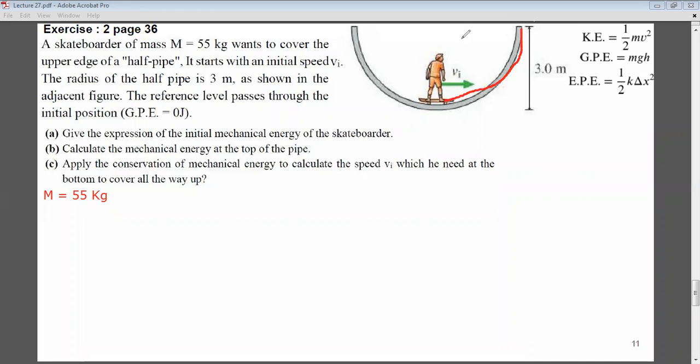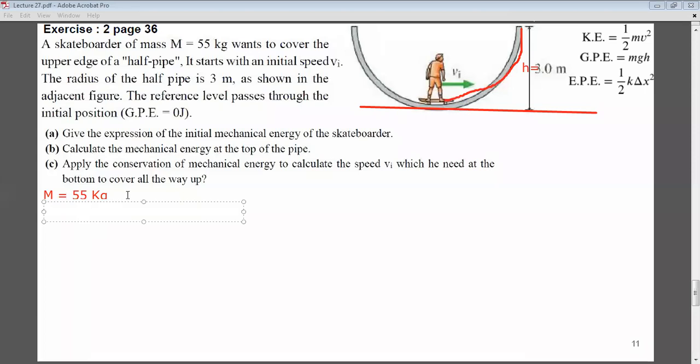The radius of the half pipe is 3 meters. So what is this 3 meters? This is h. This is 3 meters, as shown in the figure. The reference passes through the initial position. So here is the reference. So h is 3 meters. So GPE is 0 over here at the reference. Part A.